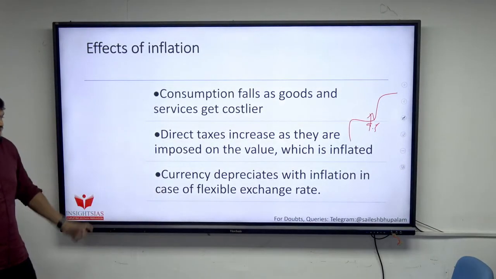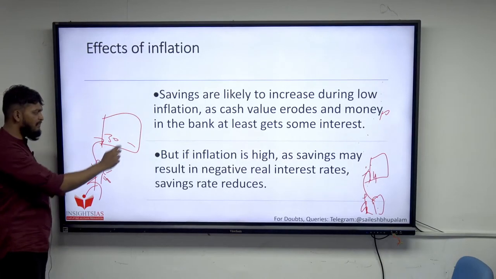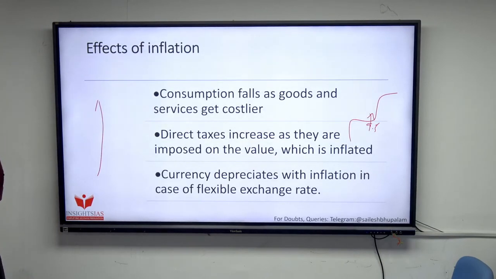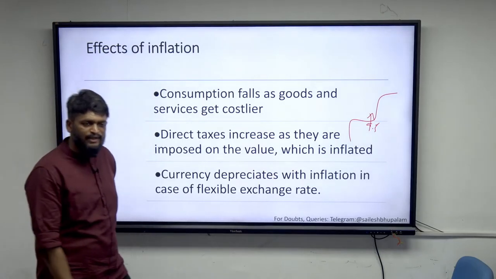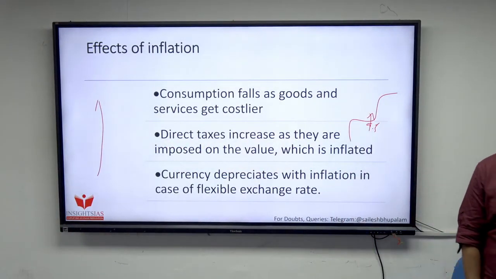Currency depreciates with inflation in case of flexible exchange rate. When inflation in India goes to be very high, imagine it is 12%, 13%, then foreign investors will not be interested to continue to invest in India. If inflation is too high, it is called overheating of the economy. It is not a good sign. Something is wrong in the economy and it is overheating. Will investors like to invest when something is wrong or when everything is right? So that means dollar outflow will happen from India when inflation is too high. They don't know exactly what is wrong, but inflation being too high is an indicator that something is wrong.